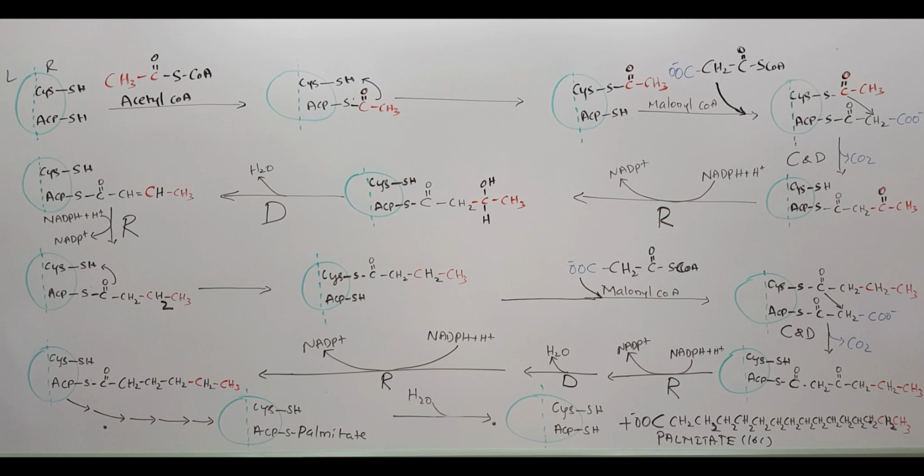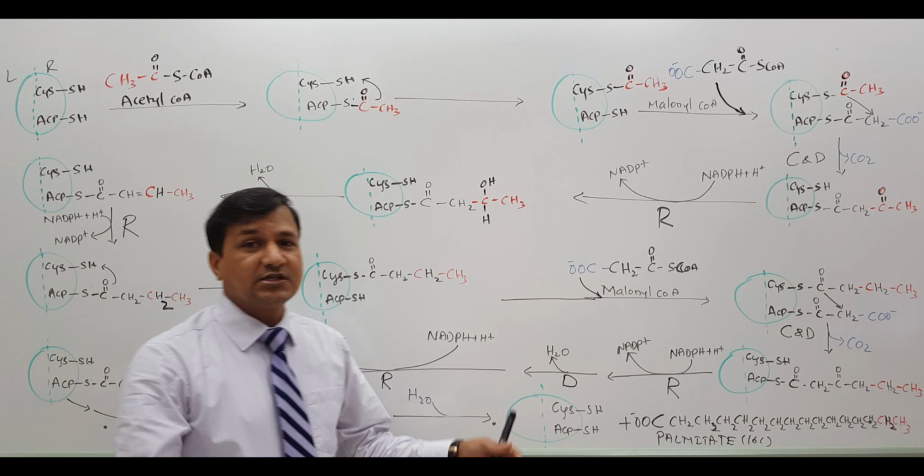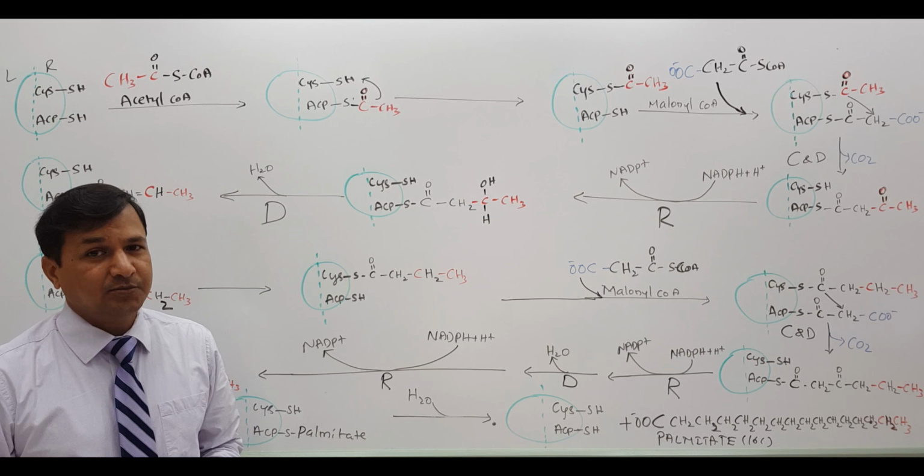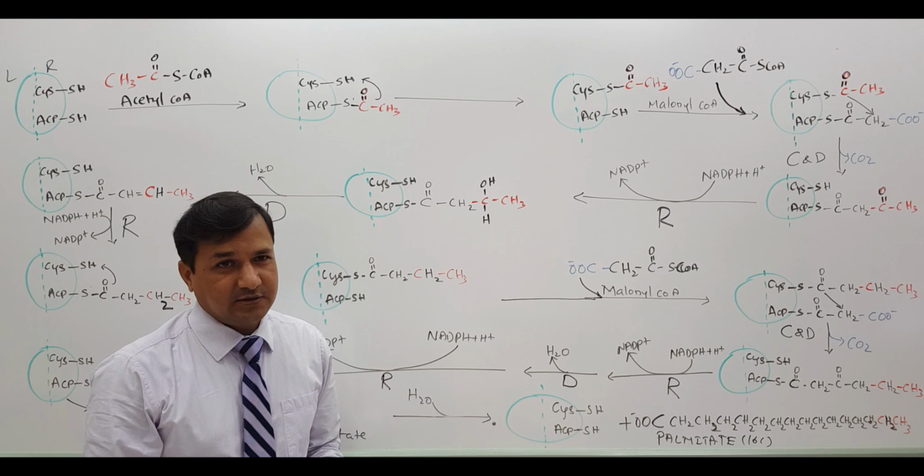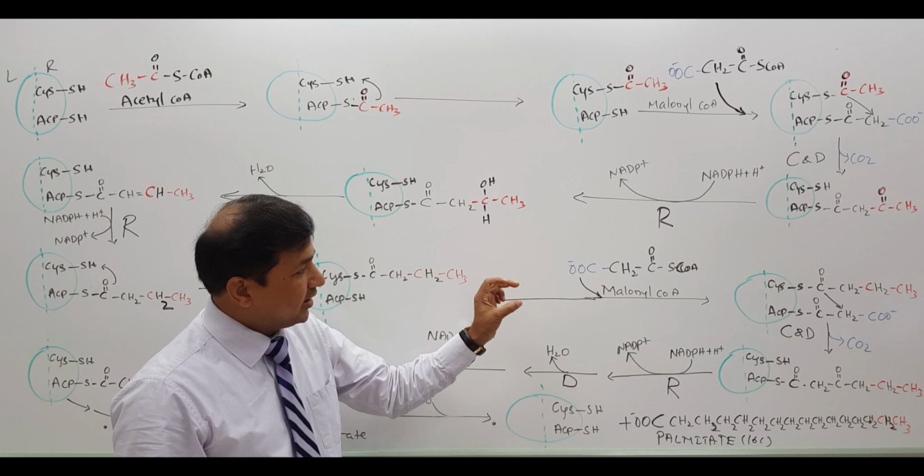So how many carbons do we want? We want 16-carbon palmitate. So we just have 6 carbons. That means we need 10 more carbons. So how do we get those 10 more carbons? We need to bring 5 more malonyl CoA molecules, because each malonyl CoA is going to contribute 2 carbons, because one of the carbons is released as carbon dioxide.